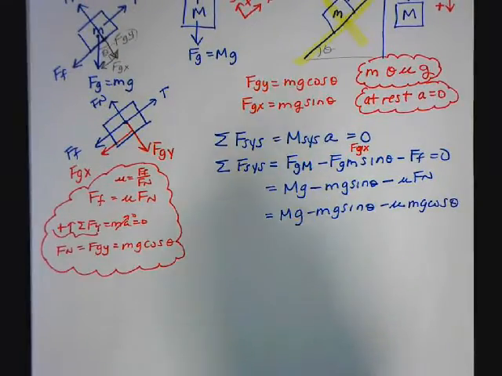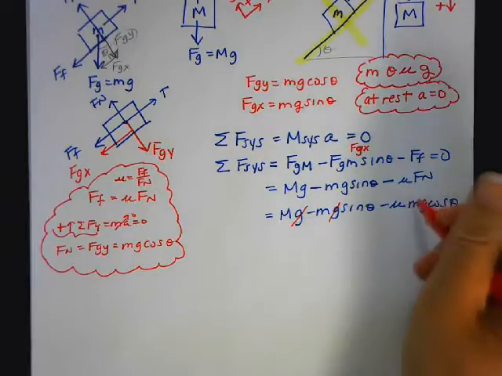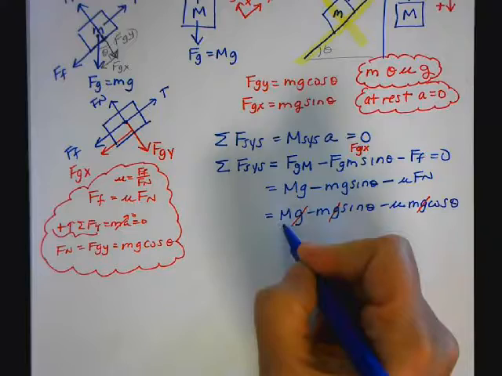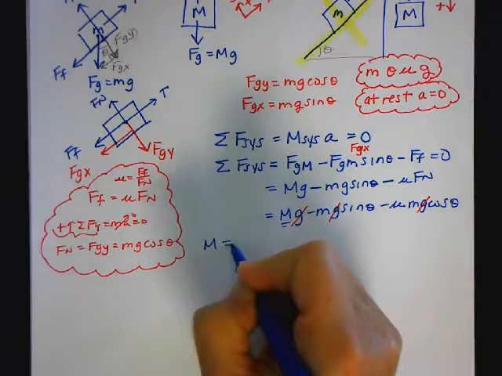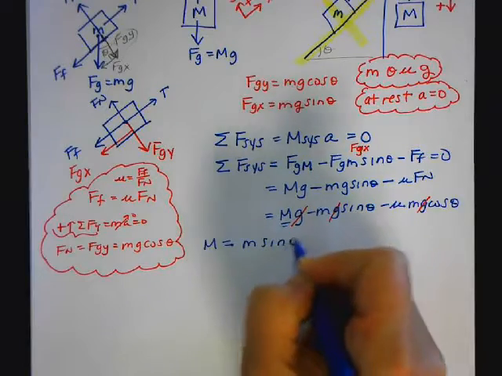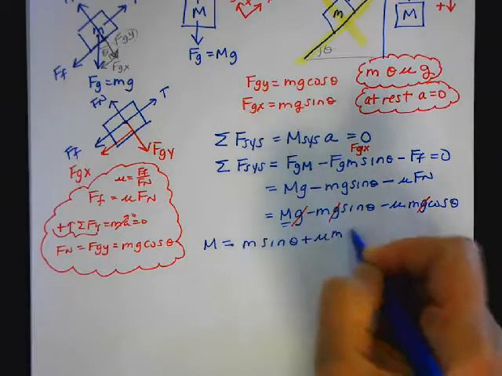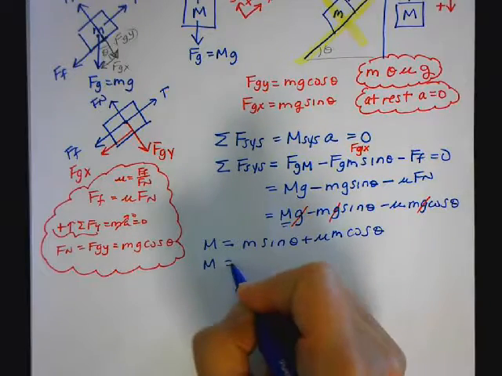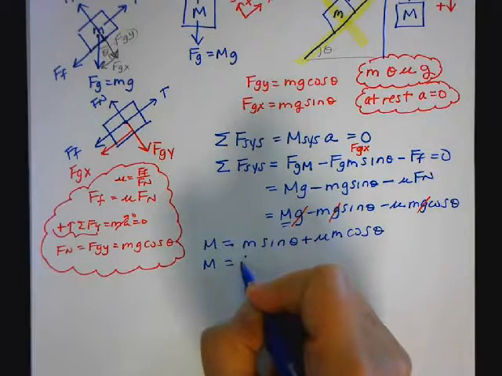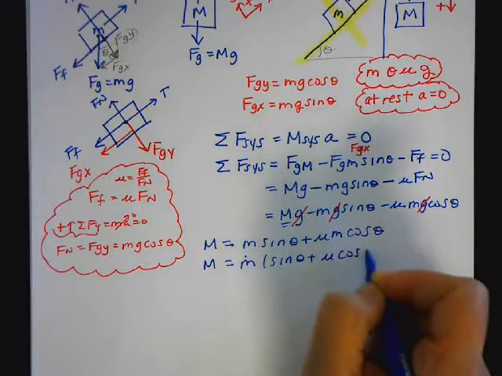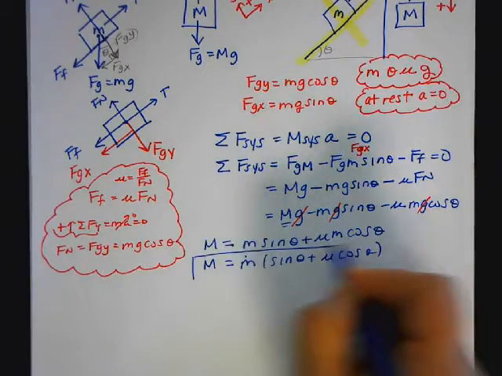All right, so the first thing I can do is cancel the g's. Okay. And then I'm going to rearrange all this, and I want to solve for big M. So I'm going to get big M is equal to m sine of theta plus mu m cosine of theta. And then I can simplify this and get big M is equal to little m, pulling out the m, times sine of theta plus mu cosine of theta. And that's my final answer.